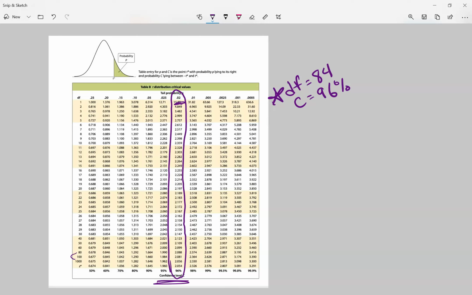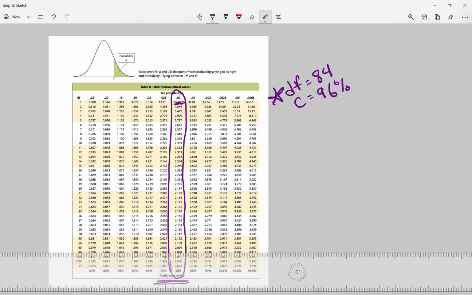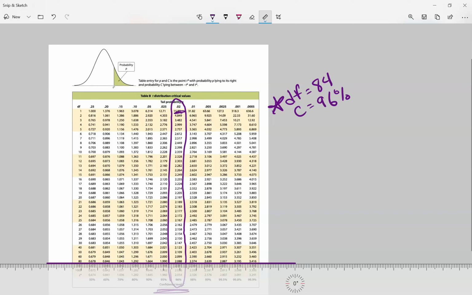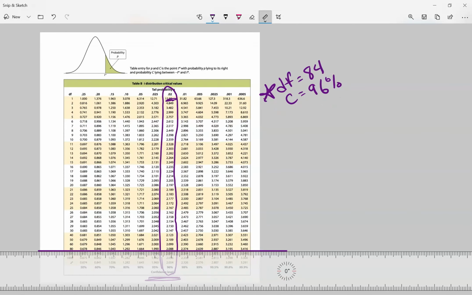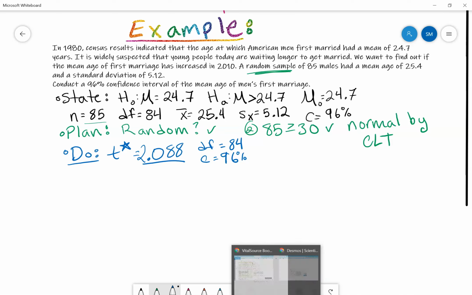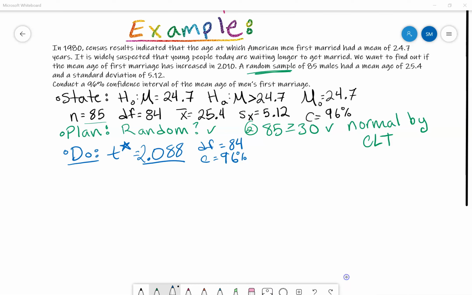But if you look, it goes from 80 to 100. It's kind of like The Price Is Right: how close can you get without going over? That would be at 80. So from 80, we're going to go over and look at where it crosses that line, and that is at 2.088. So that is our T star. 2.088. Okay. I had to make sure that it was the right number.